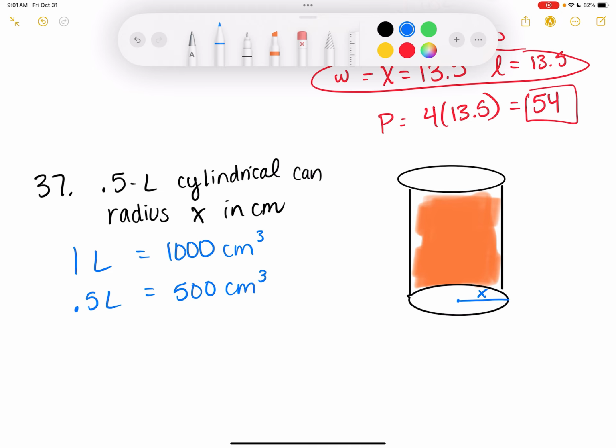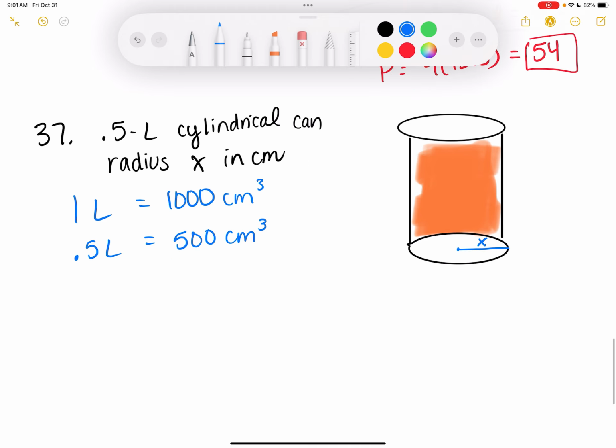Does anybody know the formula for volume of a cylinder? Pi r squared h. Pi r squared is the formula for a circle, and then the volume comes with the height of it.